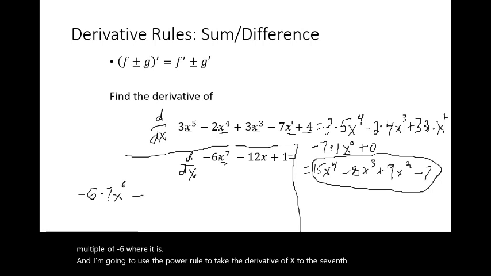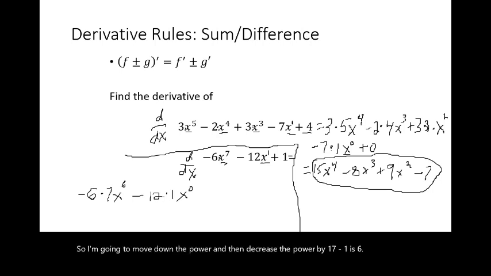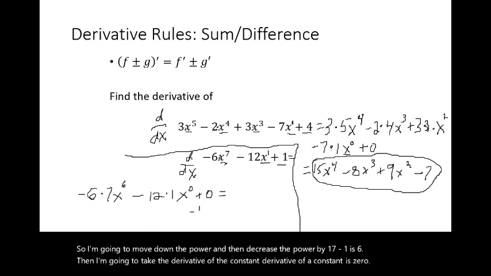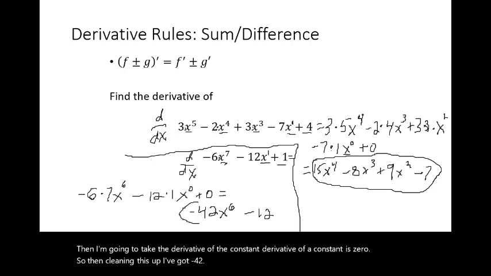Then minus, I'm going to leave the 12 where it is. I'm going to use the power rule on x to the power 1 here. I'm going to move down the power, and then I'm going to decrease the power by 1. 1 minus 1 is 0. Then I'm going to take the derivative of the constant. Derivative of a constant is 0. So then cleaning this up, I've got negative 42, x to the 6th, minus 12. And that is going to be our final answer, our final derivative.